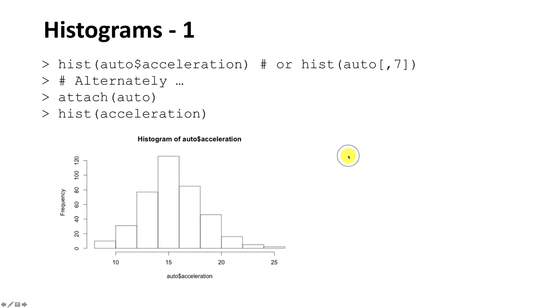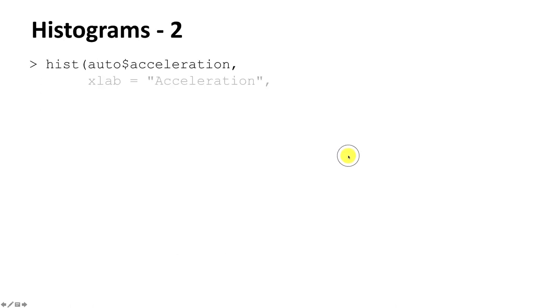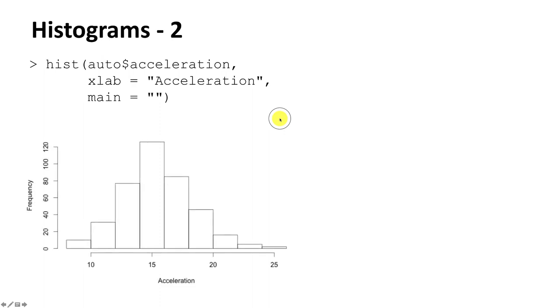Of course, we can control everything. So here we say hist auto$acceleration. Here we are trying to control the label on the x-axis. Instead of auto$acceleration, we just want it to be acceleration. So we say xlab is acceleration. And then the main title for the chart, we don't want any title because everybody can see that it is a histogram, and what it's a histogram of is indicated in the x-axis. There's no point in giving the graph a title. So I'm saying main is just open quote, close quote, empty string. And then you get this.